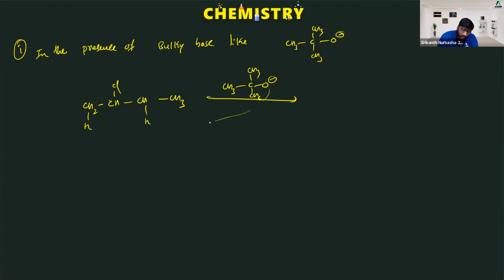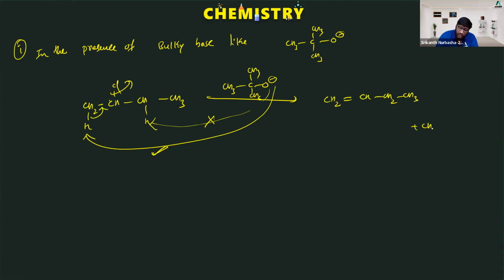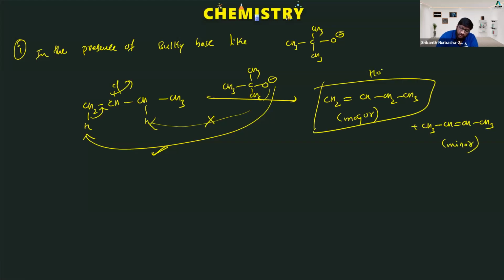The base cannot go and pick up this proton. It is not possible because of steric repulsions. Rather, O minus picks up this proton. This is feasible. The C-H electron density comes into the carbon and the chlorine bond leaves. So we'll form CH2=CH CH2CH3. Along with that, you can also write the other product CH3CH=CHCH3, where the first one is going to be the major, and the second one will be minor, which is nothing but Saytzeff's product.